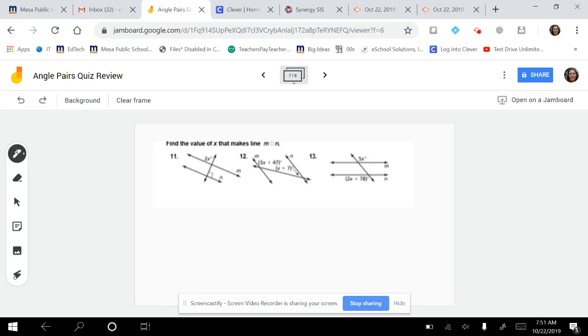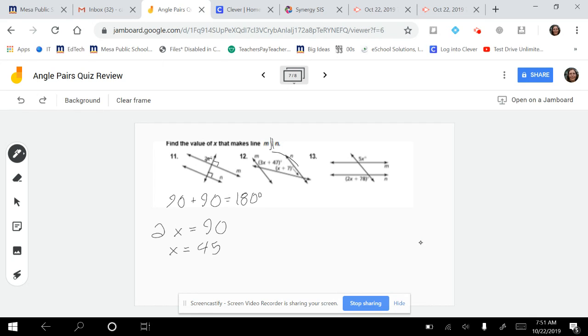Okay, find the value that makes m parallel to n. So for these two, this is 90. I'm going to use corresponding angles. Right, so then that's 90. Remember we just said, 90 degrees plus 90 degrees is going to be 180. So that means that this is also 90 degrees. So 2x is equal to 90. Half of 90 is 45.